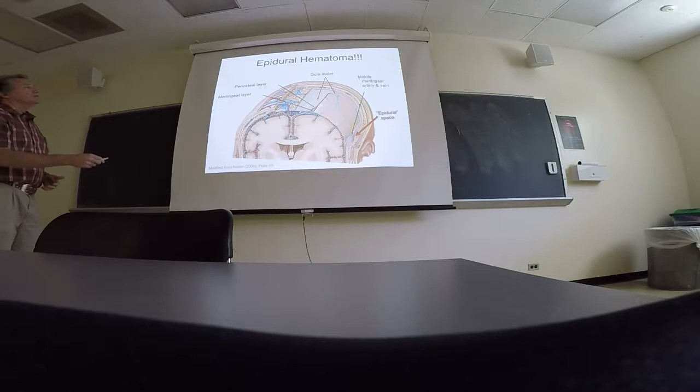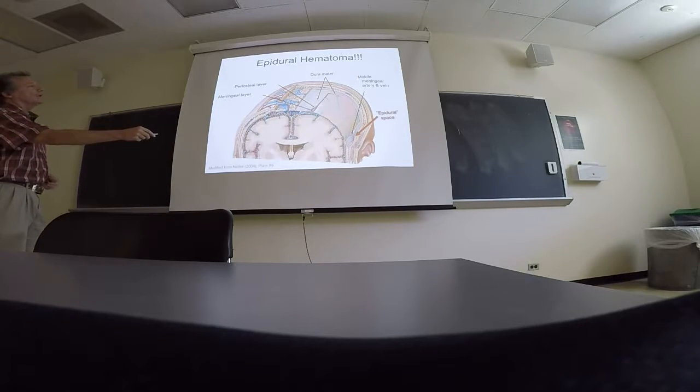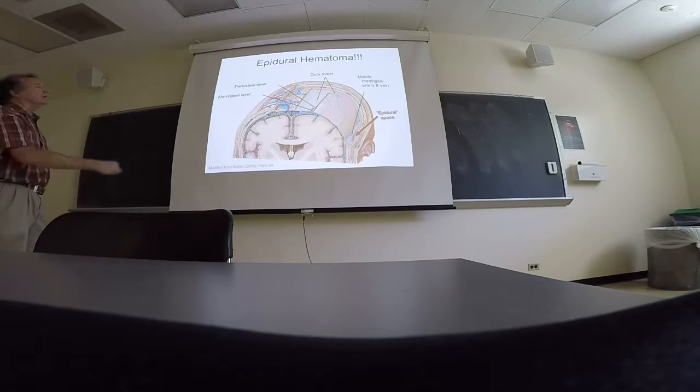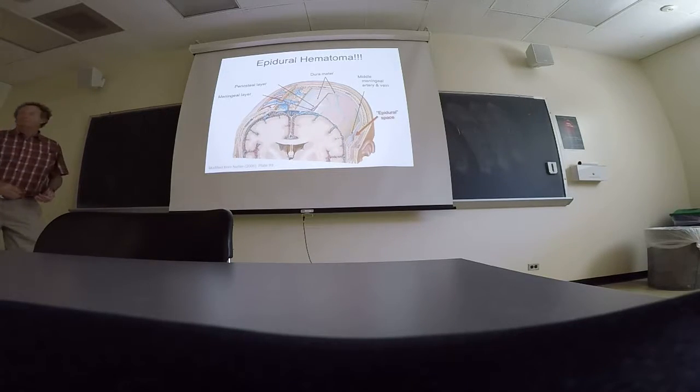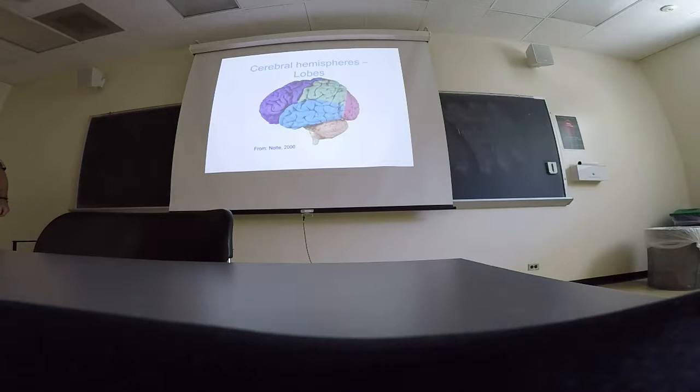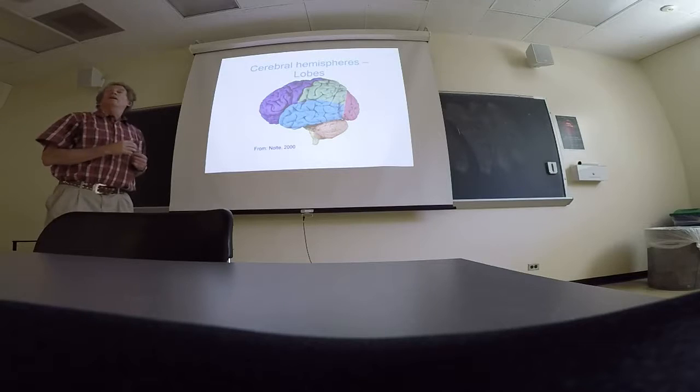Whereas the other ones, here's some little arachnoid granulations going in there. They don't show a cerebral vein here. Okay. That's essentially all about meninges and things.